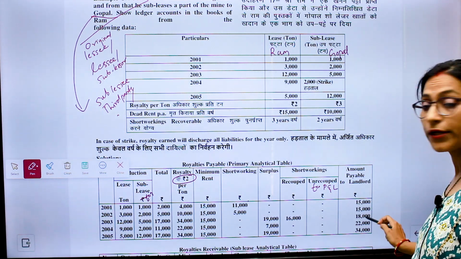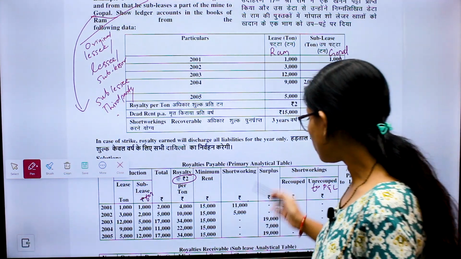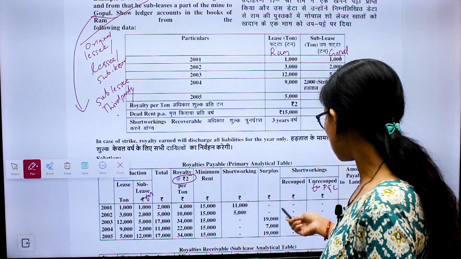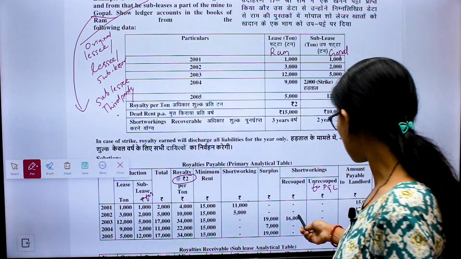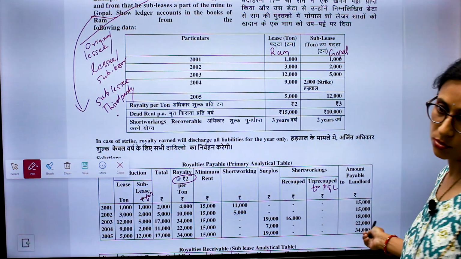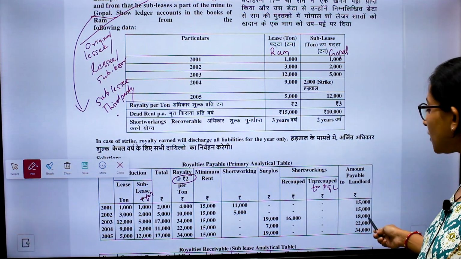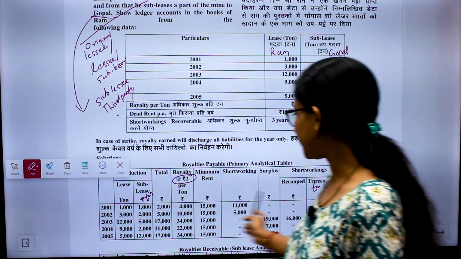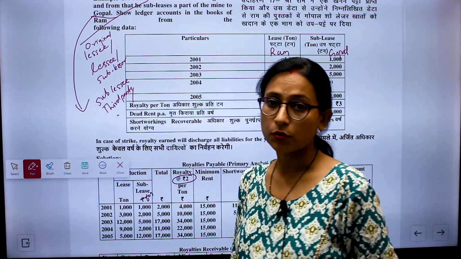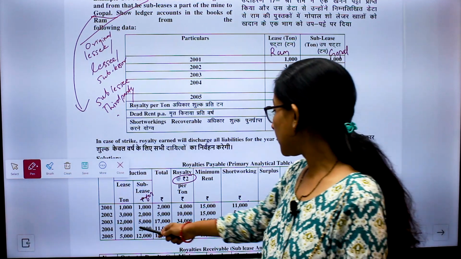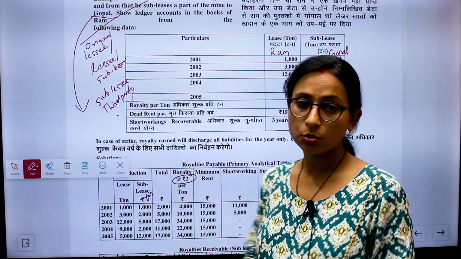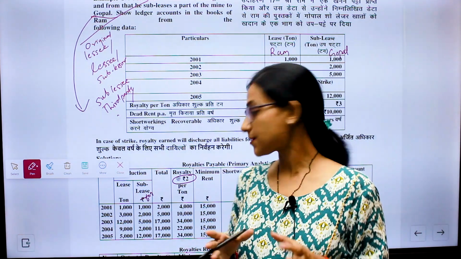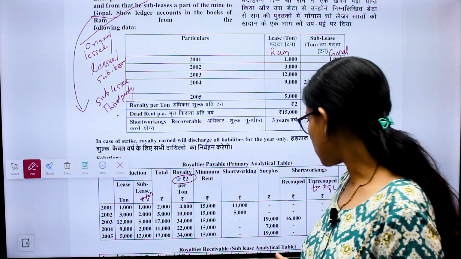And how much are we going to pay to the landlord? When you deduct 16,000 from 34,000, you will get 18,000. So 18,000 we are going to pay to the landlord as a royalty. In 2004, the royalty amount is 22,000 and the minimum rent is 15,000, means there is an excess of 7,000.